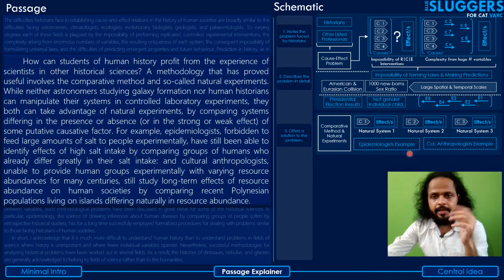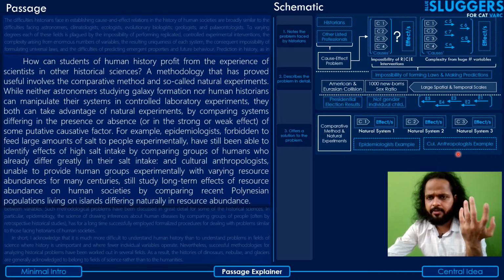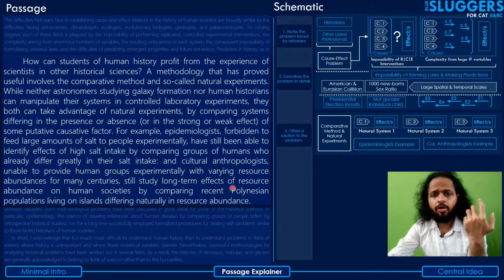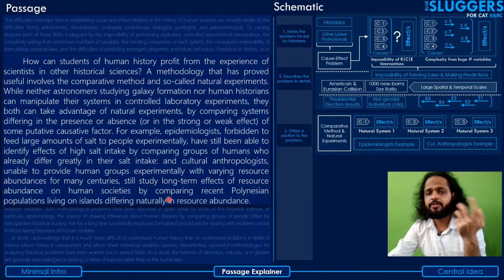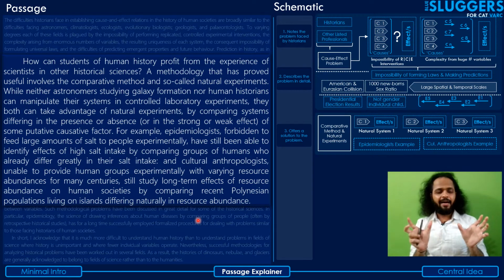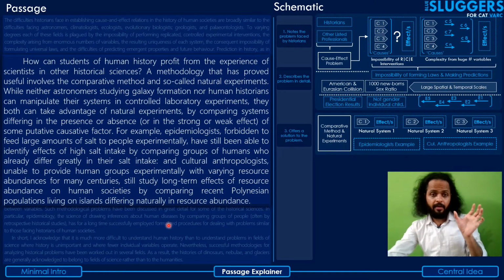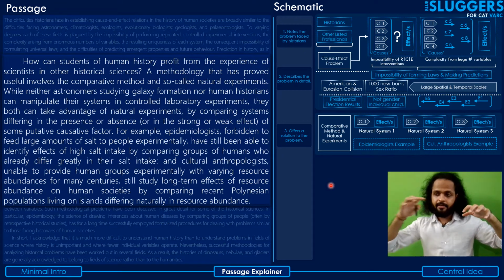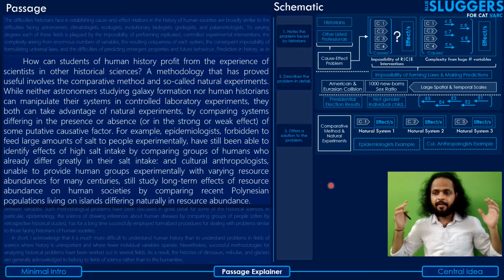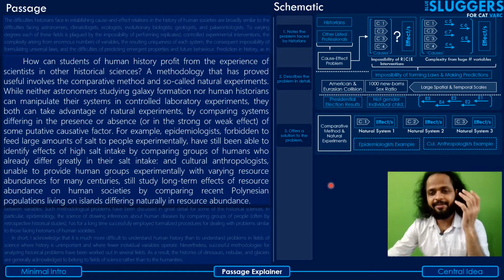Okay, so he gives the example of the epidemiologists, and then he gives the example of cultural anthropologists who wanted to study long-term effects of resource abundance on human societies. Again, they cannot have two different groups and provide the first group with a lot of abundance of resources over a period of 100 years and not provide any resources to the other group, and then carry on the study for 100 years, right?